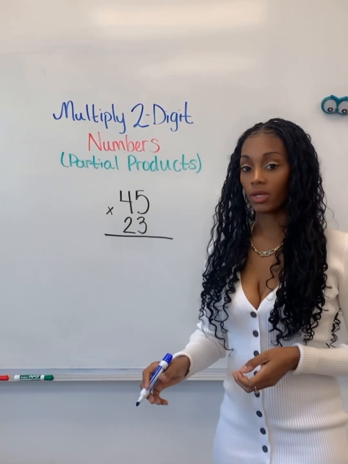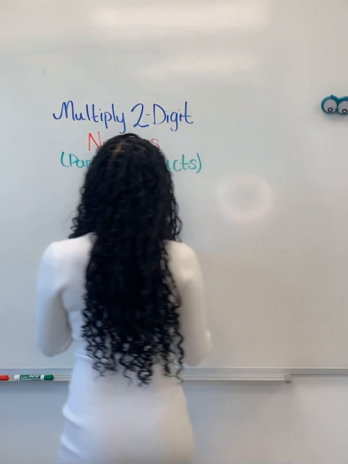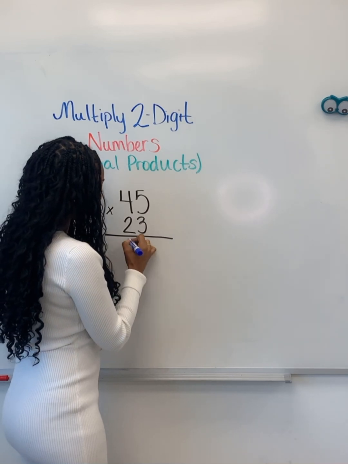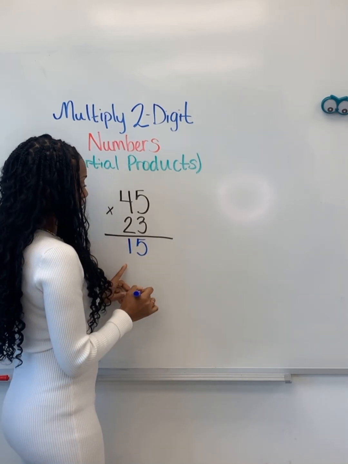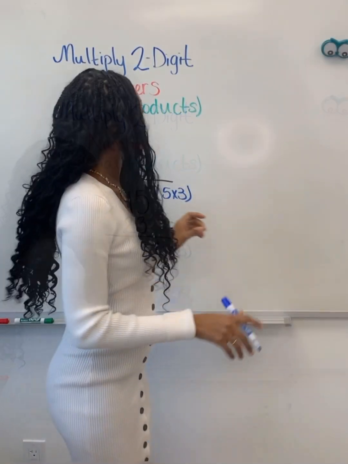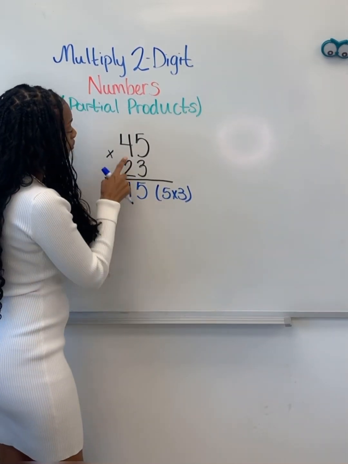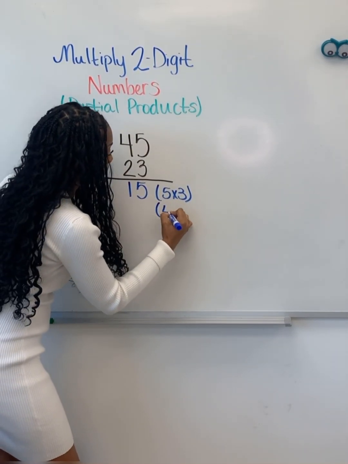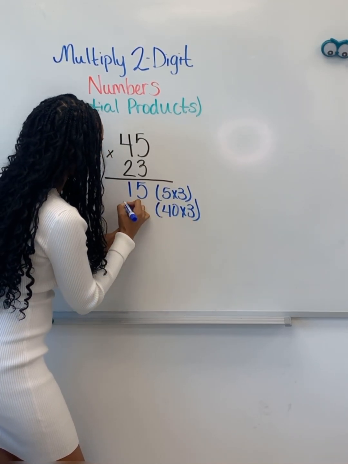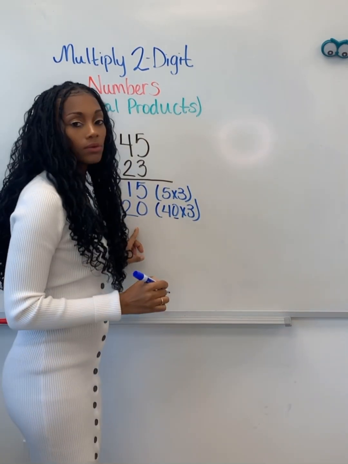Now let's try a two-digit number. We're working with the numbers 45 times 23. The first thing that we're going to do is look in the ones place, and we have 5 times 3. 5 times 3 is 15. So now we're looking in the tens place. This 4 is actually a 40. So what we're going to do is do 40 times 3, which we know 4 times 3 is 12. And then all I have to do is add back that 0.